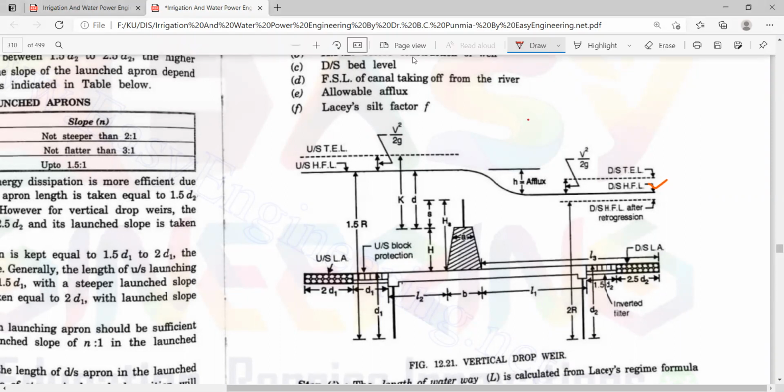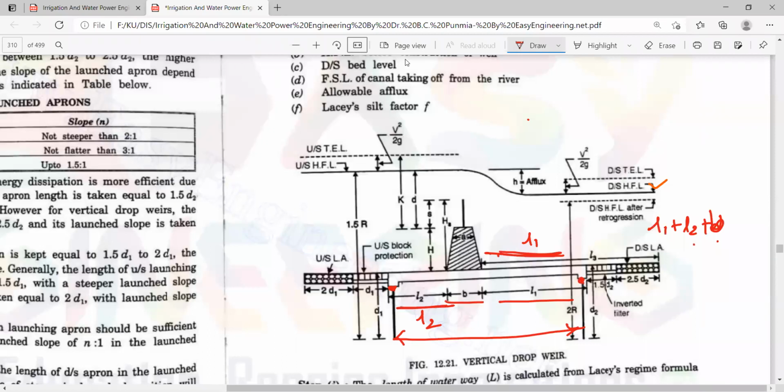Here, this is L1, and this will be L2. The total distance from the upstream side sheet pile to the downstream side sheet pile is L1 plus L2 plus B. This is L2, and this is L1, and this will be B. So the total length from the upstream side sheet pile to the downstream side sheet pile will be L1 plus L2 plus B.